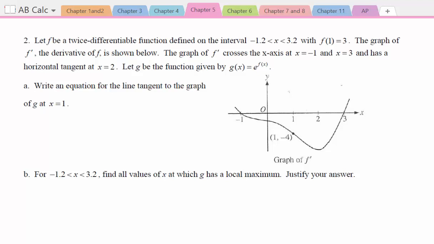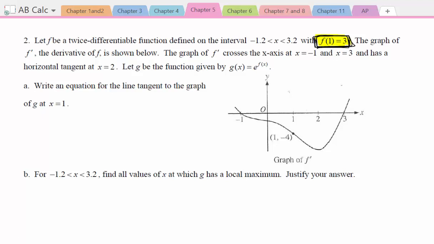Now let's take a look at number 2 from the Chapter 5 AP packet. Let f be a twice differentiable function defined on the interval with f of 1 equals 3. So that's a point they give me. I would box it, highlight it, whatever I need to do to identify that this is given to me. They don't give values randomly. They're given for an intent to be used somewhere.